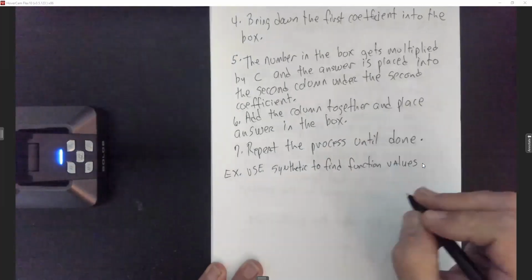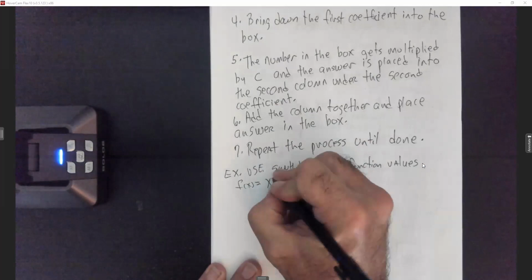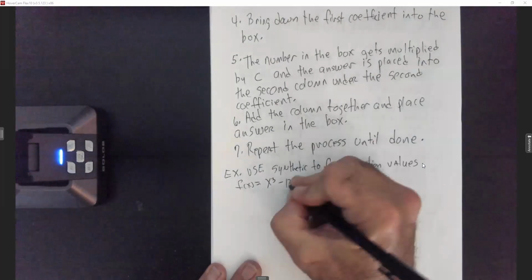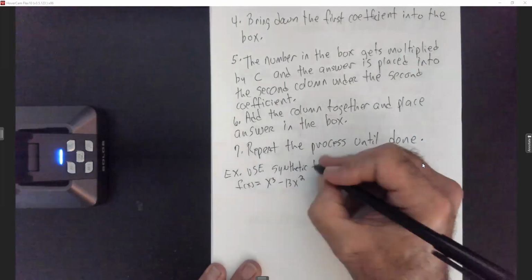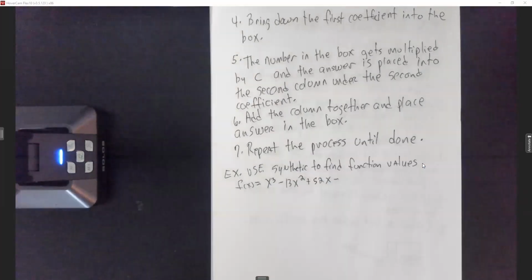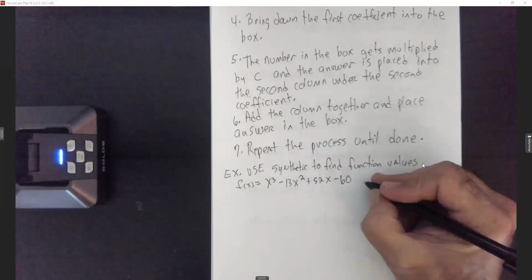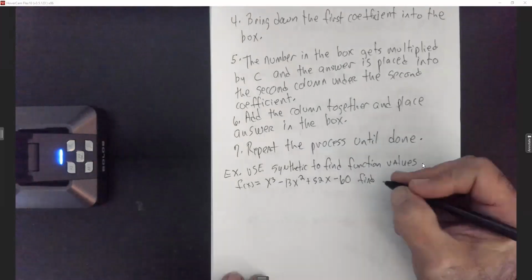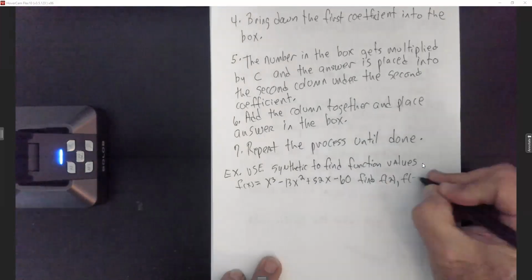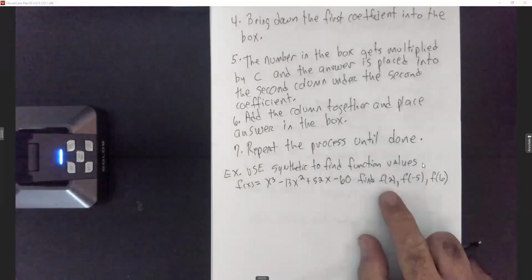So they're giving me f of x equals x to the third minus 13x squared plus 52x minus, what's that, 60. They want me to find f of 2, f of negative 5, and then f of 6. So they want me to find 3 function values.